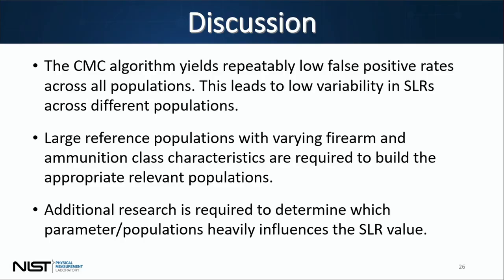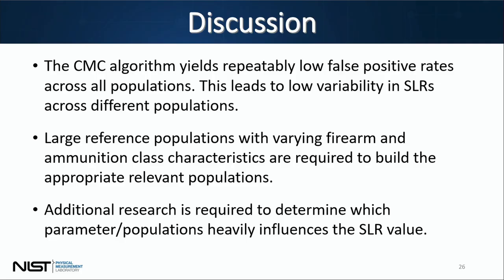So what we've learned from this study is that the CMC algorithm yields really low false positive error rates across pretty much any population, any kind of class characteristics. And this is going to help us in the future when we start combining different populations together in a reference population. We still need to build this reference collection, so a lot of the lessons we learned here are being applied to the reference population database of firearm tool marks, which we're collaborating with the FBI to build. This will be a national reference population, and it will be the basis of any kind of score-based likelihood ratios for firearms and tool marks moving forward.